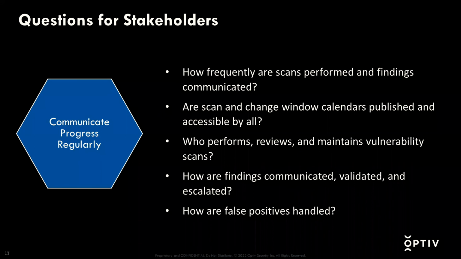Communicate progress regularly. How frequently are scans performed and findings communicated? Are scan and change window calendars published and accessible by all? Who performs reviews and maintains vulnerability scans? How are findings communicated, validated, and escalated? How are false positives handled? Communication and transparency are key tenets to every successful relationship. The first step required for resolving any problem is to first admit there is an issue.